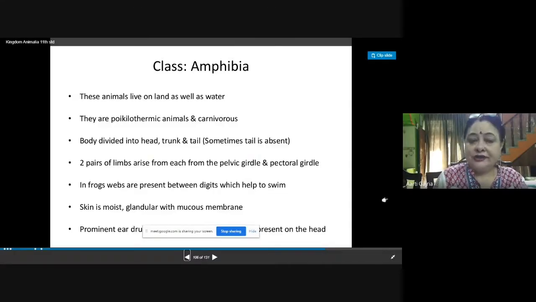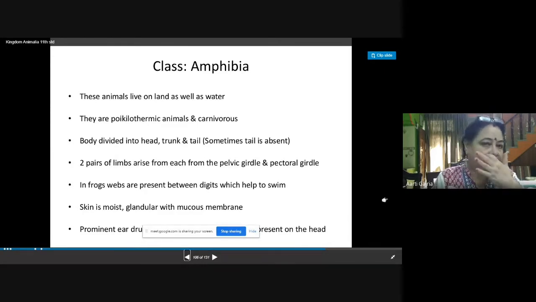Phylum Chordata is having three subphylums: Urochordata, Cephalochordata, and Vertebrata. In Vertebrata, we are finding two superclasses, that is Pisces and Tetrapoda. So we did Pisces yesterday, and today we are going to do superclass Tetrapoda, wherein there are four classes: Amphibia, Reptilia, Aves, and Mammals. So first of all, we'll do class Amphibia today.